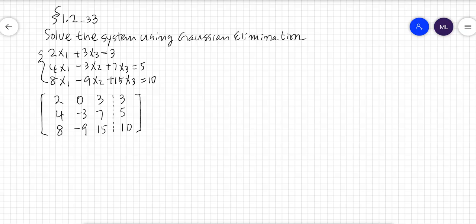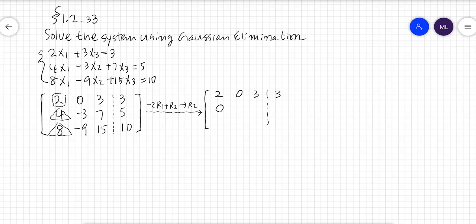So you can put a dot here to separate the coefficient matrix. So now what I like to do is, this is the leading term. It's not 1 yet, but I want to make 1 later. But I like to make these entries 0. So I take negative 2 R1 and add to R2 and put it back to R2. So that will be 2, 0, 3, and 3.